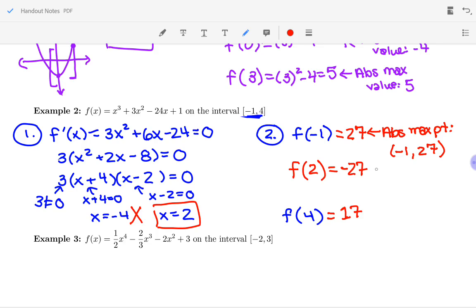What about absolute min between the 2 that are left? -27 is definitely lower. So I'm going to write as a point. Absolute min point would be 2, -27.